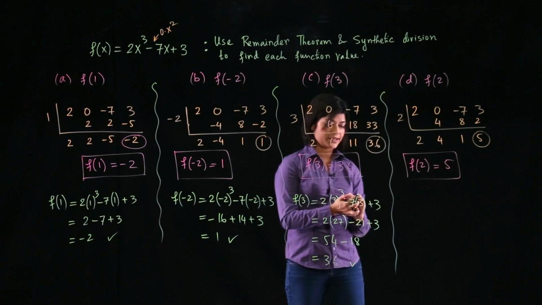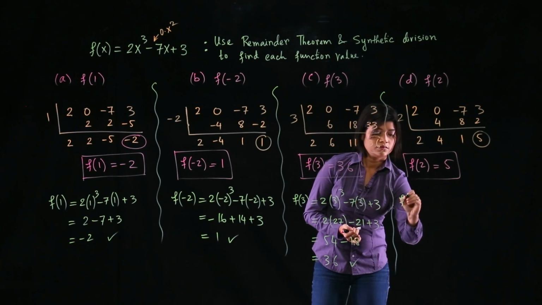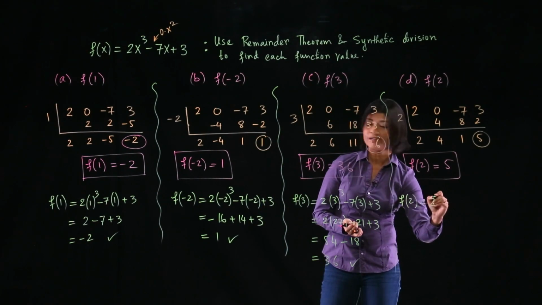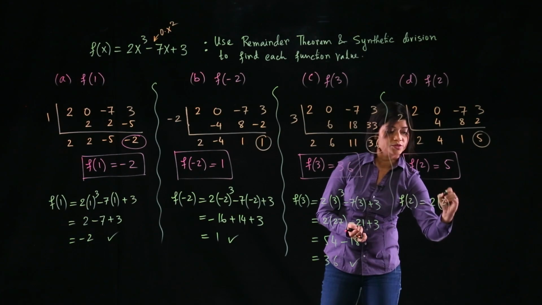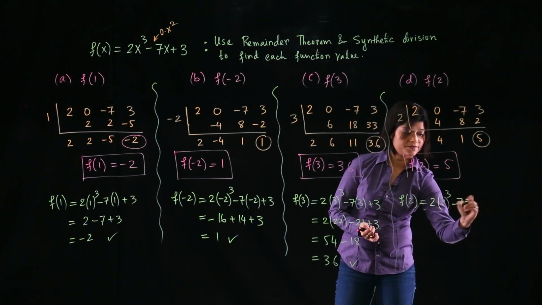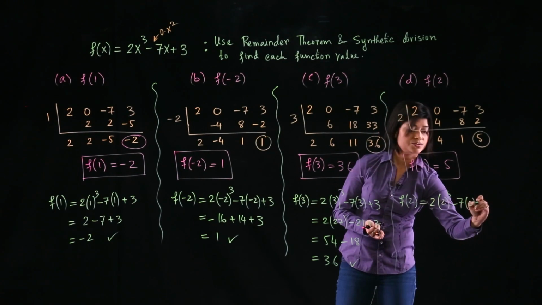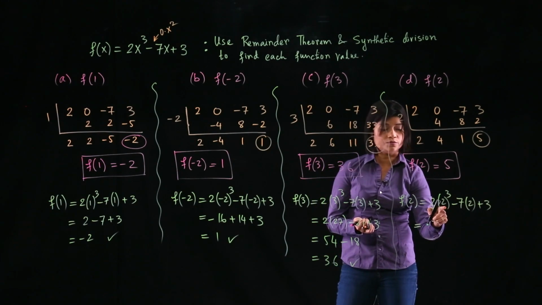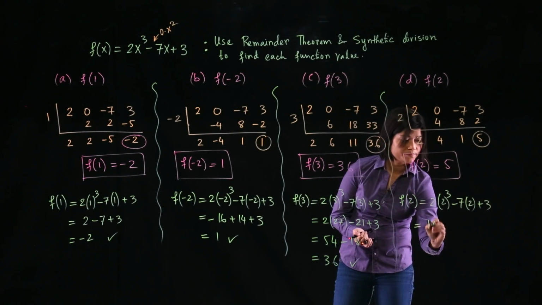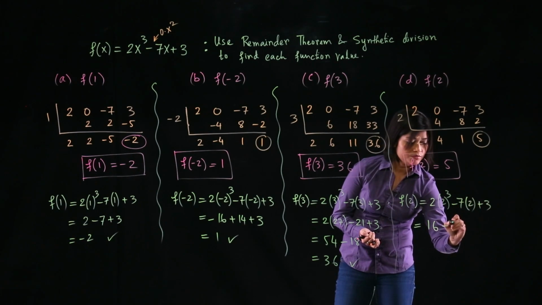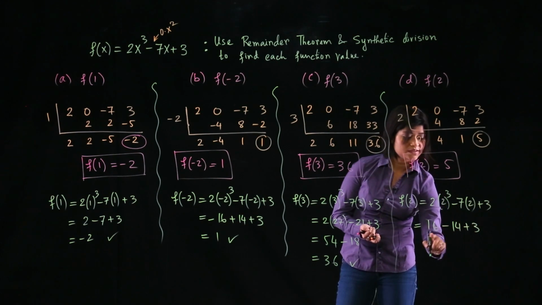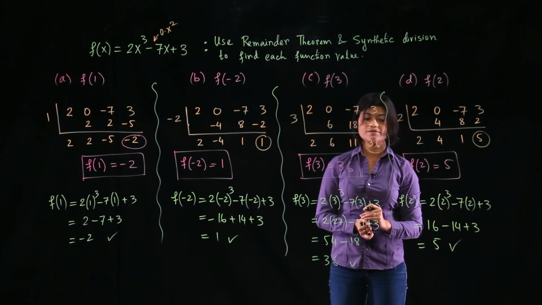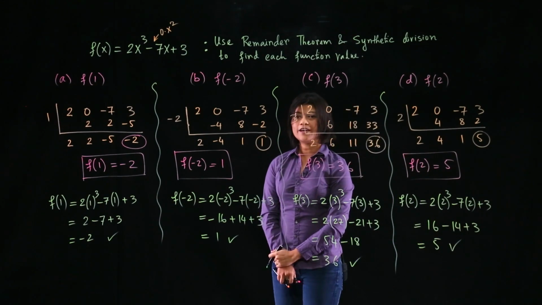Let's verify for the last time. What is f of 2? Plug in 2 in the function expression. So that's 2 times 2 cubed minus 7 times 2 plus 3. 2 cubed is 8, 8 times 2 is 16. Minus 7 times 2 is 14, plus 3. 16 minus 14 is 2, 2 plus 3 is 5. And this also checks. So all 4 function values have been found.